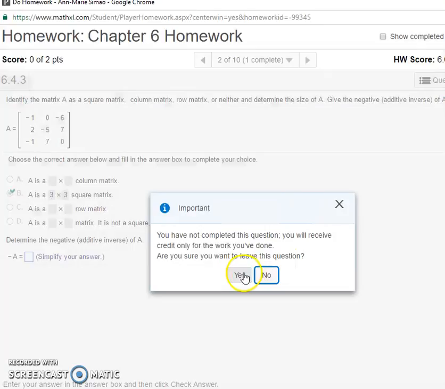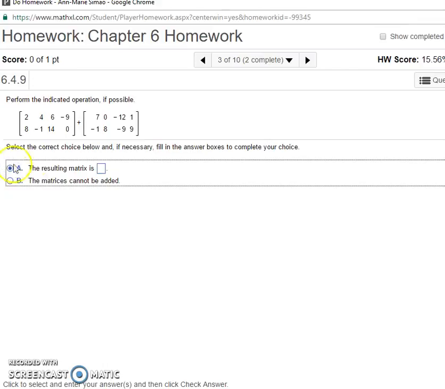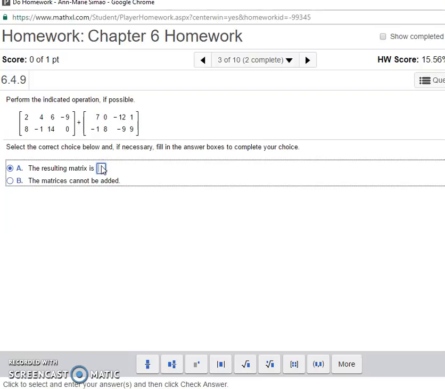The next piece is going to be when they ask you to add your matrices. The way that we are going to do this, we are going to look and say we have a 2 by 4 matrix. We have 2 rows, 4 columns. In order to add or subtract matrices, they have to be the same size.